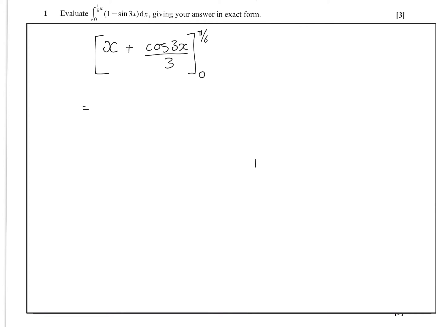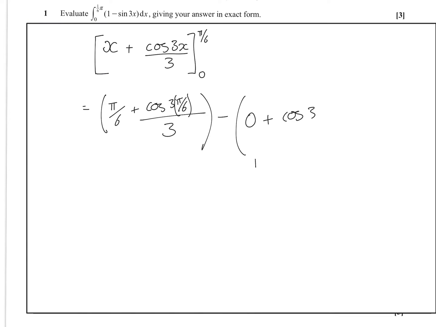Okay, and this is where the exact form comes in. So I'm going to write it out in full. Pi by 6 plus cos 3 pi by 6 over 3, minus, sub it in with 0. Now remember that subbing in 0 doesn't always come to 0. 0 plus cos 3 times 0 over 3.